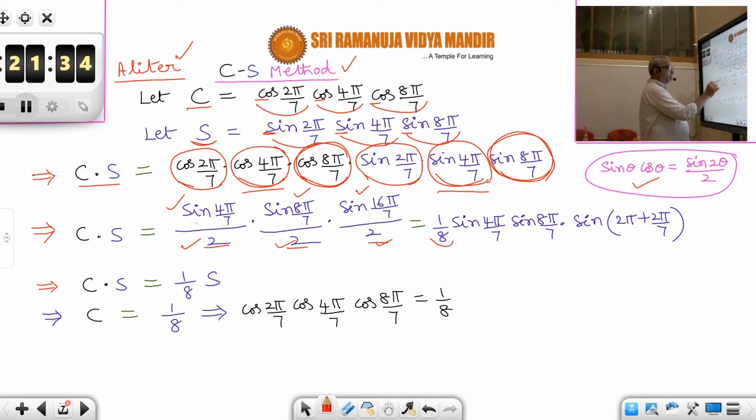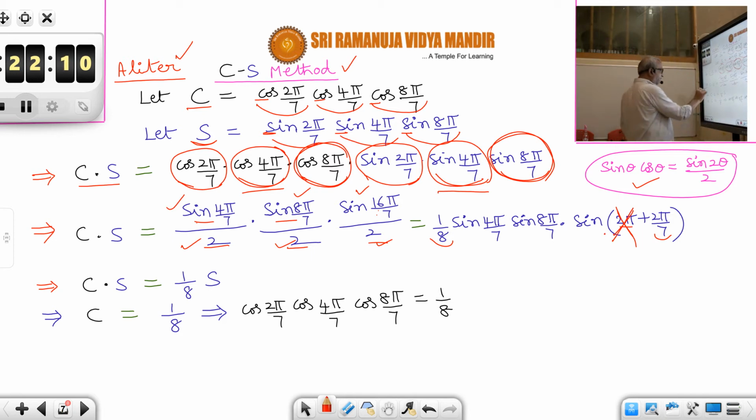Sin 4 pi by 7 you write it like that. Sin 8 pi by 7 also you write it like that. But sin 16 pi by 7, how can you write it? Sin of 2 pi plus 2 pi by 7. But 2 pi can be cancelled out. 2 pi means 360 degrees. Multiples of 360 degrees can be cancelled out in any trigonometric ratio, not only sine, cos, tan, anything. So it is just sin 2 pi by 7.